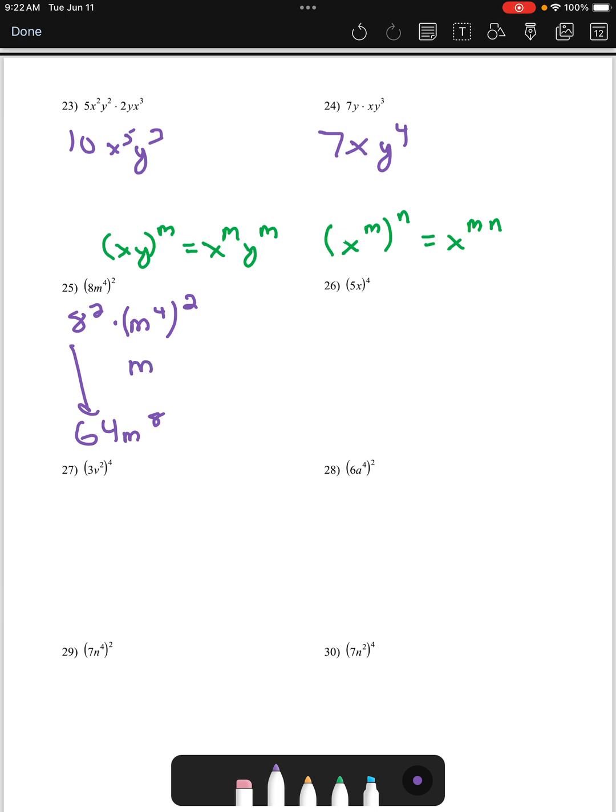Now 8 to the second goes straight to 64, no questions asked. 8 times 8 is 64. M to the fourth to the second uses the second rule there, where we have to multiply the 4 and the 2 on the exponent. And that gives me my m to the eighth.